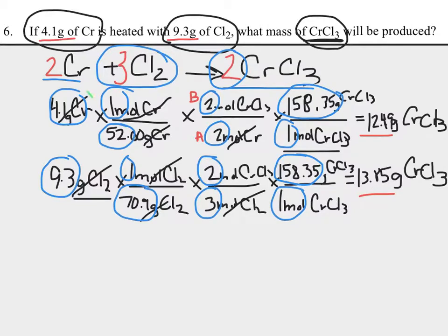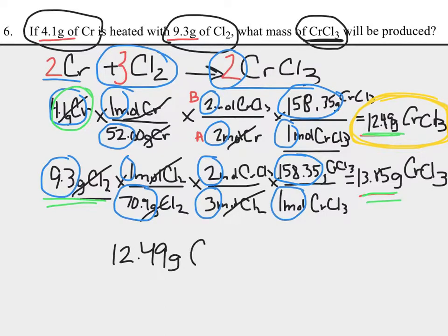Okay, now's the time where we get to answer our question. If we used up all chromium, we would end up with 12.49 grams of chromium chloride. If we used up all the chlorine, we'd end up with 13.85 grams. Since 12.49 is less, we know this is the true amount of chromium chloride that would form. So we would say that 12.49 grams of chromium chloride would form. All right? And that's because it's the less amount that you take.